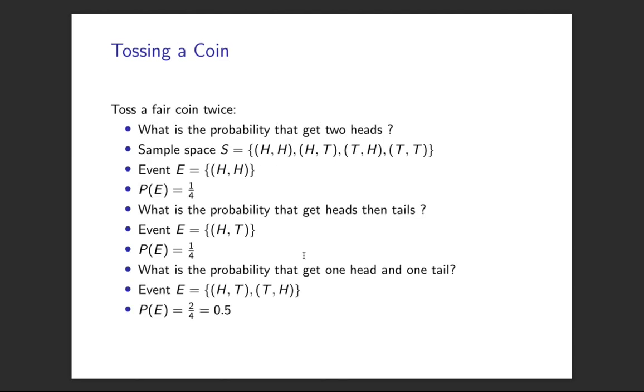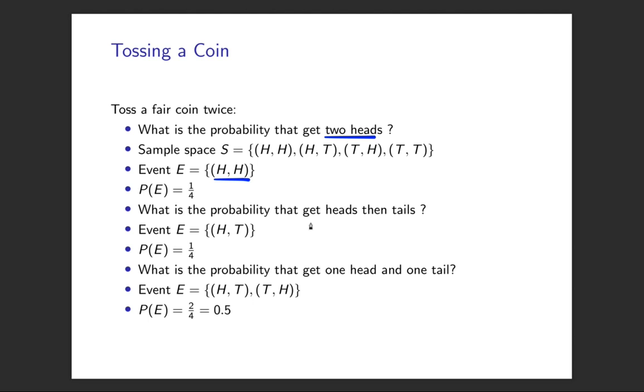Let's try another example. Suppose we toss a fair coin twice. What's the probability that we get 2 heads? So the sample space here is heads-heads, heads-tails, tails-heads, tails-tails. The event we're interested in is 2 heads. So the sample space has 4 elements in it. The event E is just 1 of them, so the probability of event E is a quarter.